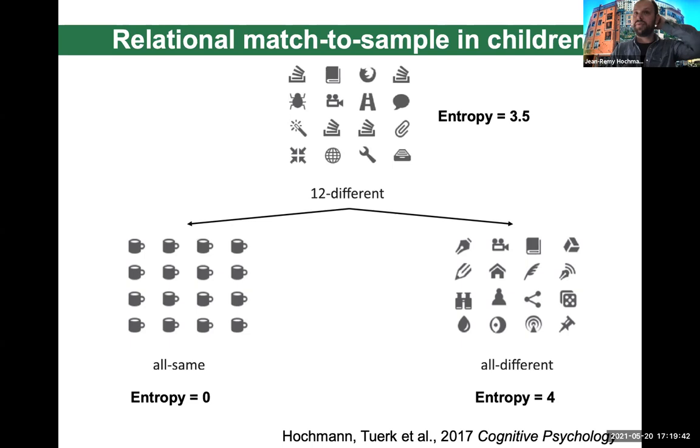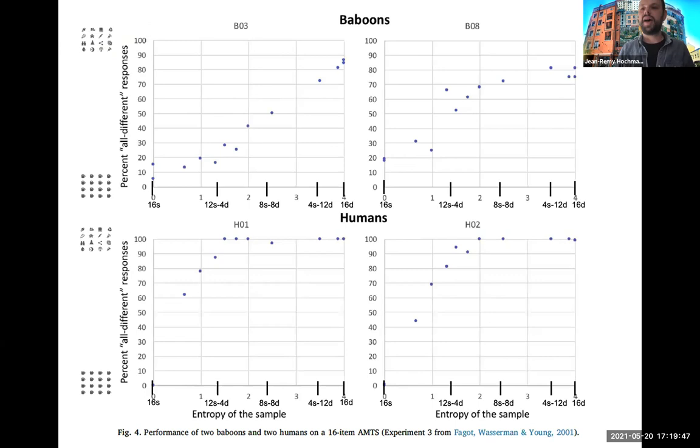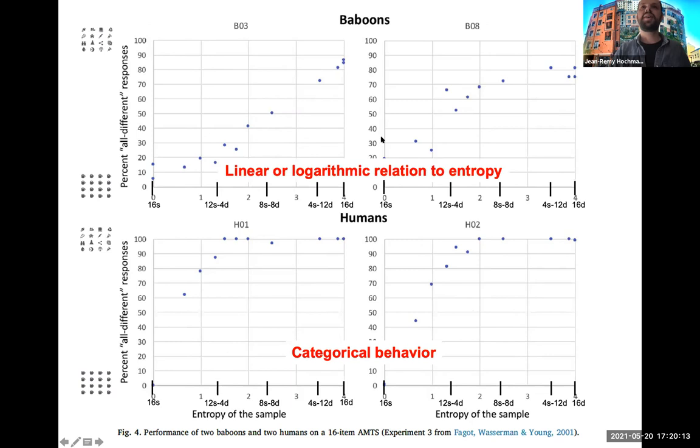So this is the data from one of Joël Fagot and Ed Wasserman's papers. On the top, you have 2 baboon participants, and on the bottom, you have 2 human participants who are tested in this relational match to sample with 16 item arrays and with various entropy, so various mixtures of same and different icons. And what you should see here is that for the baboons, you have a linear or logarithmic relation to entropy. So it's a continuous relation with entropy. Participants select all different responses in an increasing fashion, depending on the entropy of the sample card. In human adults, you see a different pattern, which is much more categorical. As soon as you have some different items, they tend to select the all different icons, which suggests that they categorize the cards as all the same versus not all the same.